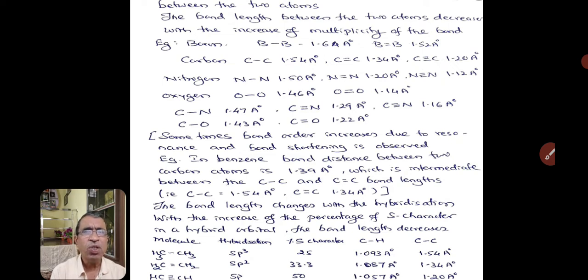For example, in benzene, the bond distance between the two carbon atoms is 1.39 angstrom, which is intermediate between the C single bond and C double bond lengths. This is due to the resonance structure of benzene, which contains alternate single and double bonds. The bond length changes with the hybridization: with the increase in the percentage of s character in the hybrid orbital, the bond length decreases.